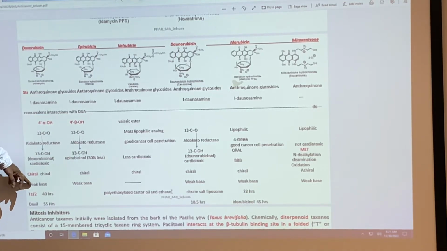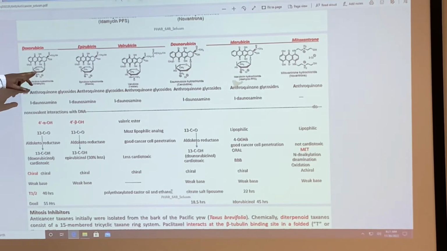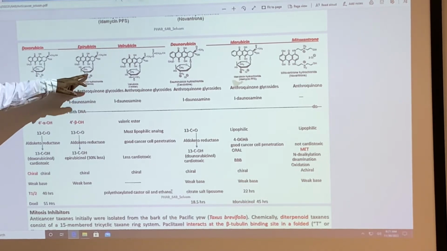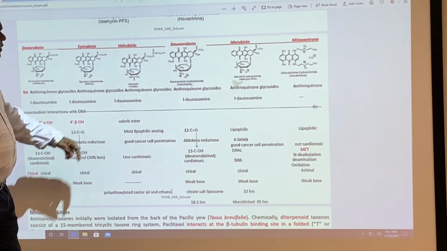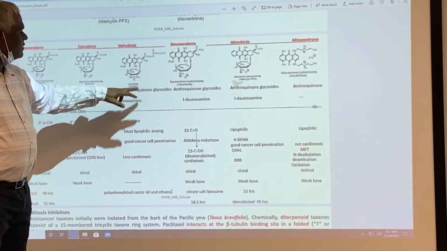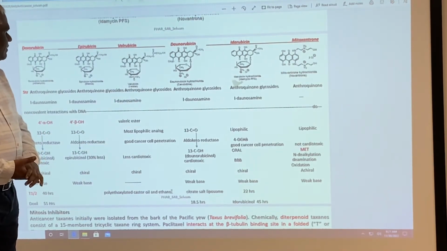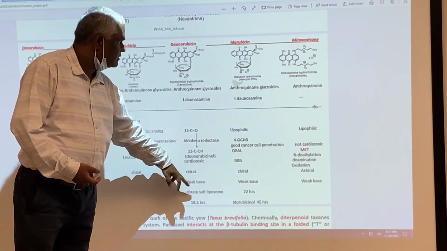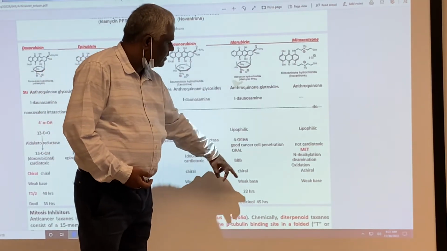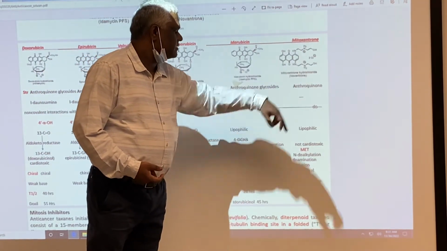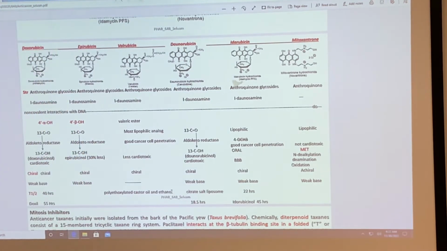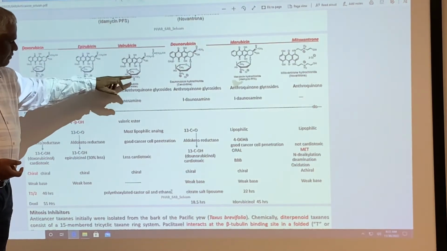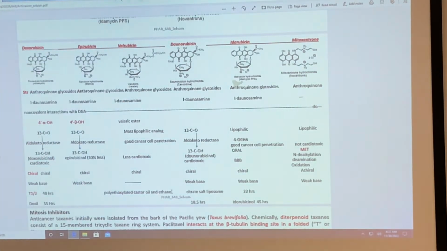Doxorubicin chemically is a weak base. We have an NH2 there. It's an amino group, a primary amine, a weak base. Epirubicin is a weak base. Here the amino group is converted to an amide, so it's not a weak base, it's a neutral compound. And here we have a primary amine, a weak base, and there we also have a secondary amine, a weak base. So all are weak bases except valrubicin, that's an amide, so it's neutral, not a weak base.